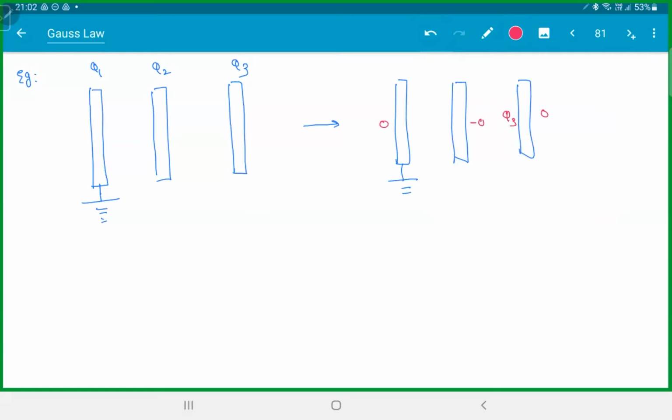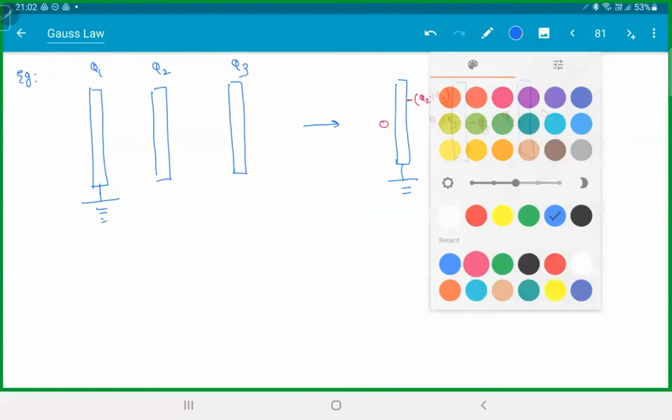Then how much is this? Minus Q3. Then how much is this? Q2 plus Q3. Then how much is this? Minus Q2 plus Q3. You're getting it? You have to come from the side where the plate is not earthed. Example, one more. See.